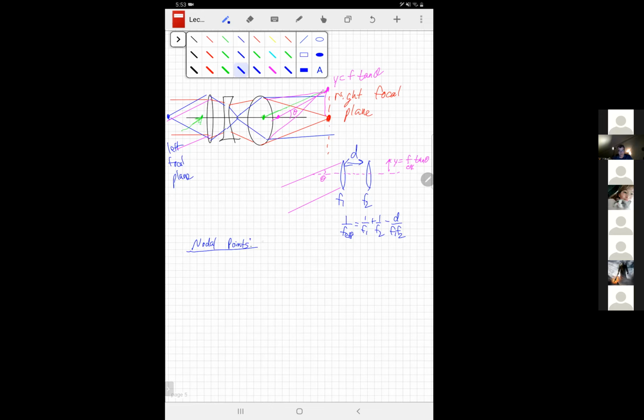And nodal points have the property that a ray aimed at the left nodal point comes out of the right nodal point traveling in the same direction. Questions on that definition?